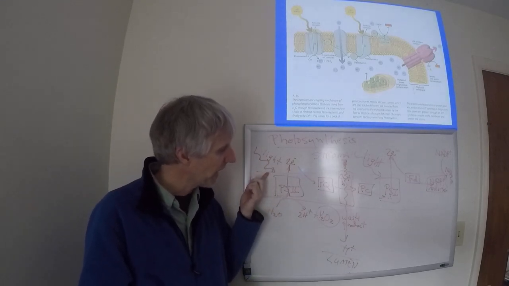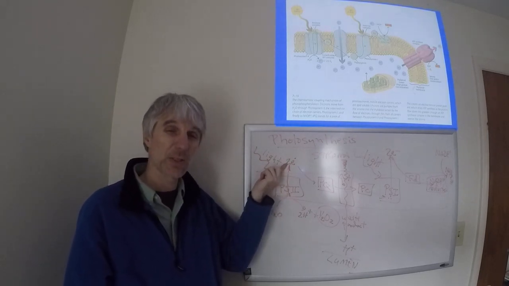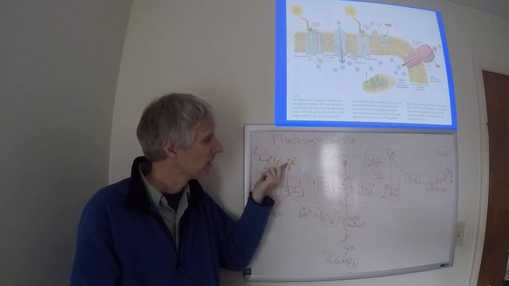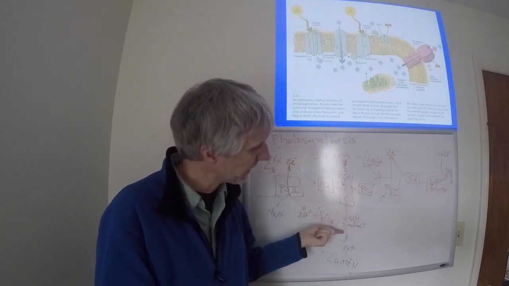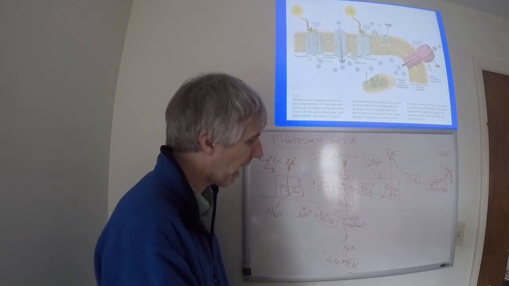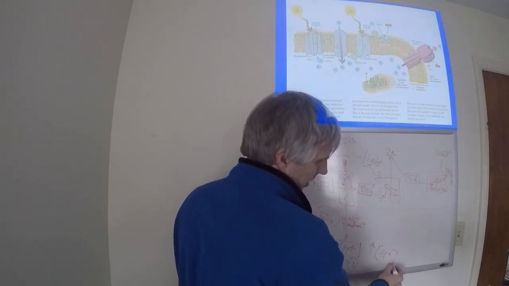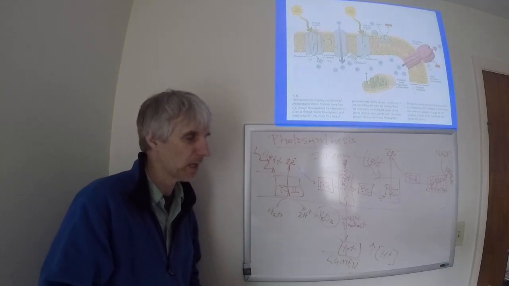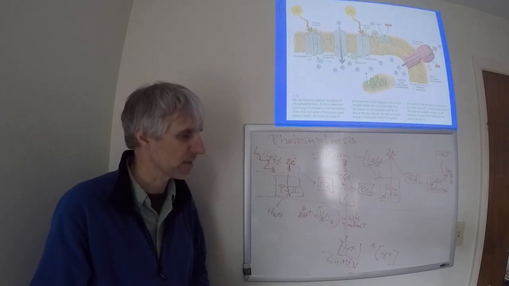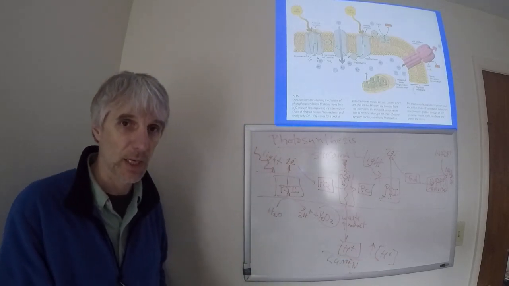So if I change the light energy to kinetic energy of electrons, now I have potential energy of electrons, energy of position. Now I have kinetic energy of electrons. That kinetic energy of electrons is changed into kinetic energy of hydrogen ions. And now what I have here is a high concentration of hydrogen ions, which is a form of potential energy, energy of hydrogen ion position. The unequal position of the hydrogen ions is a form of potential energy. I've converted light into potential energy of hydrogen ions.